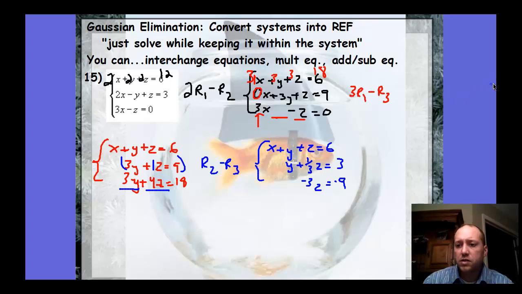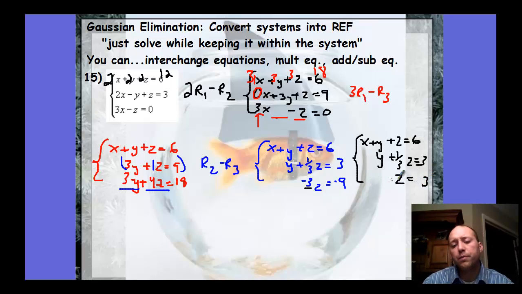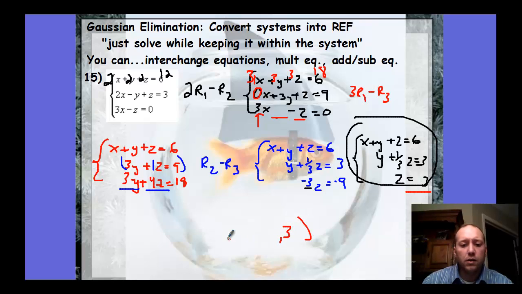So the last step to put it in the final row echelon form is just to get rid of that coefficient of negative 3. So everything else is going to stay the same. So we're going to get z equals 3 when I divide by the negative 3. Now I have this in row echelon form, so now I can back substitute to solve. So I can take this 3 value for z and put it back in for z here.